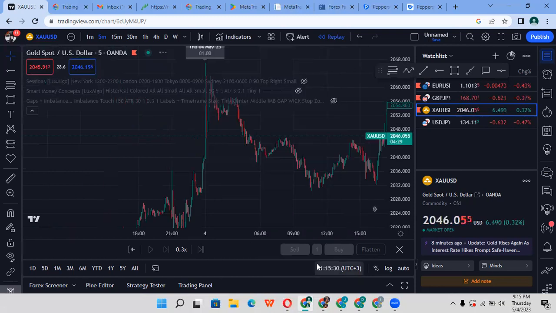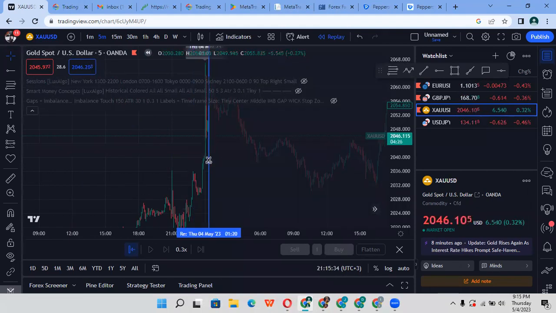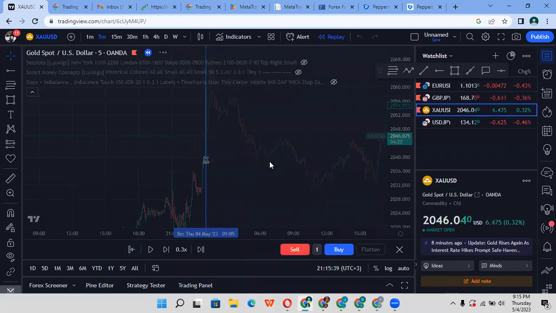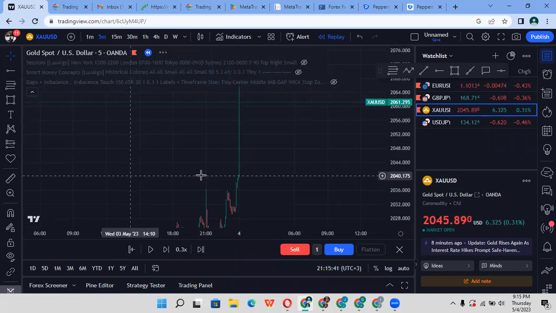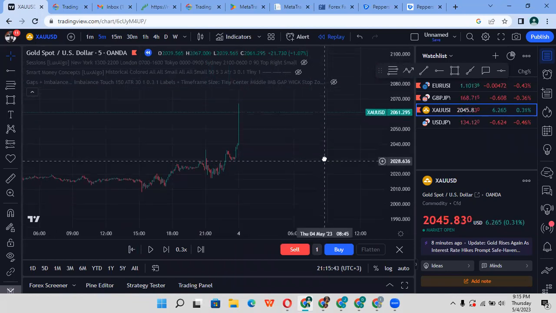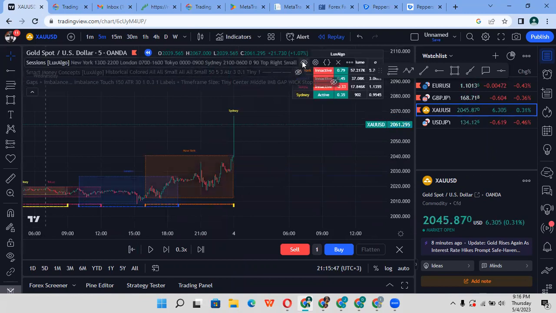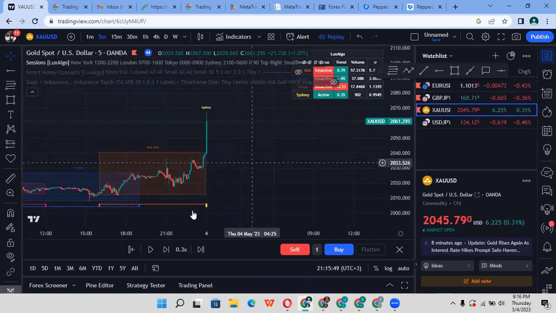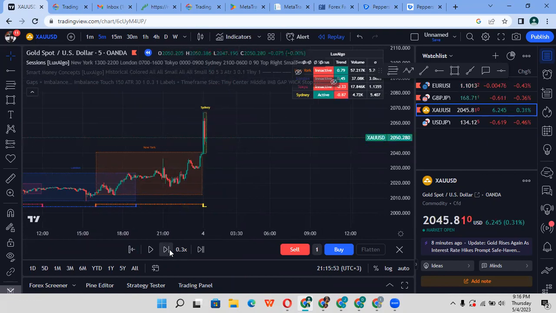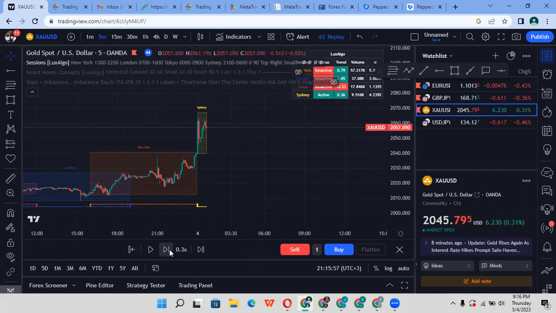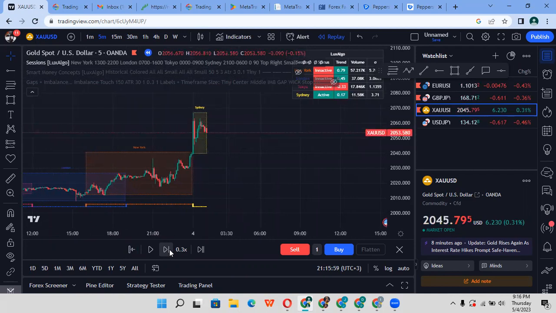Just at the beginning of the 4th. Let's repeat there. Okay, so let's open our session indicator. So Sydney session, after Sydney session, we usually take our trades during London session.